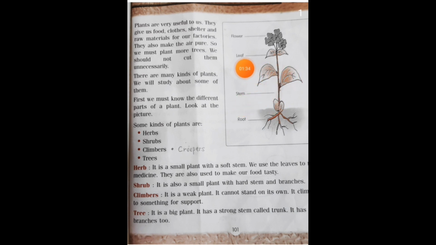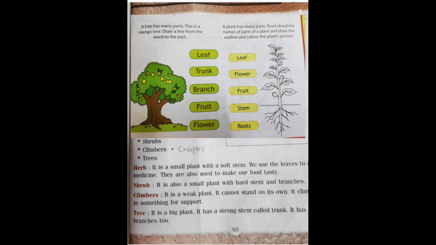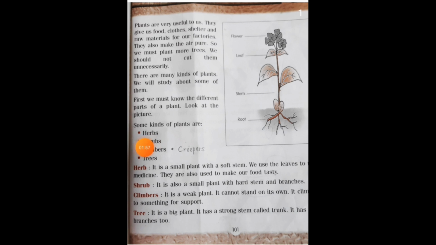Stem, leaf, flower. Okay, and from the picture you can see a tree also has different parts. What are the different parts of a tree? You can see from the picture it has a trunk, branches, fruits and leaves, isn't it? Now, some kinds of plants are herbs, shrubs, climbers, creepers and trees.